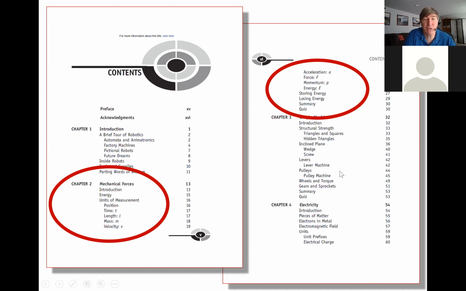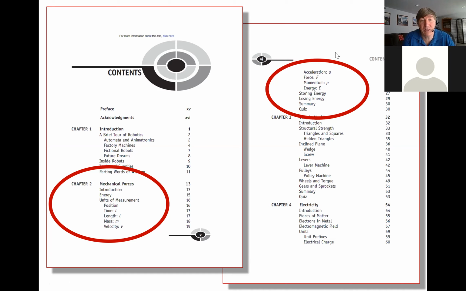Okay, so chapter 2 is what we're going to jump right into. Chapter 2 talks about some things that you need to understand in order to understand how machines work and gear trains and whatnot. So you'll see that some of the things we're going to be talking about are energy. We're going to talk about units of measurement for position, time, length, mass, velocity. We're going to talk about acceleration, what that is. And very importantly, we're going to be talking about forces.